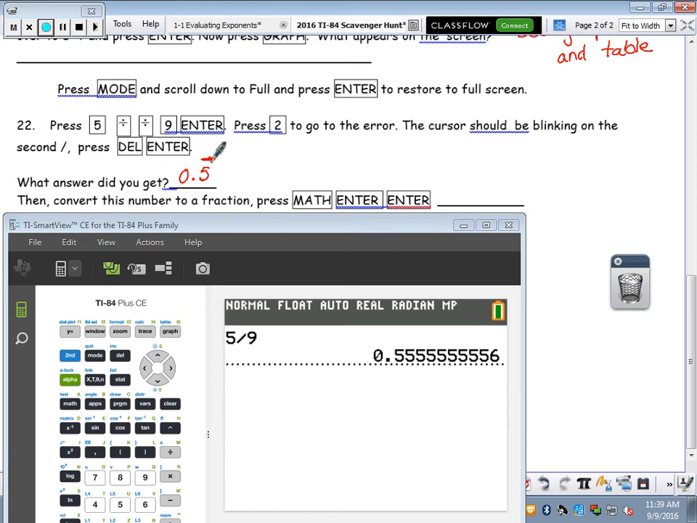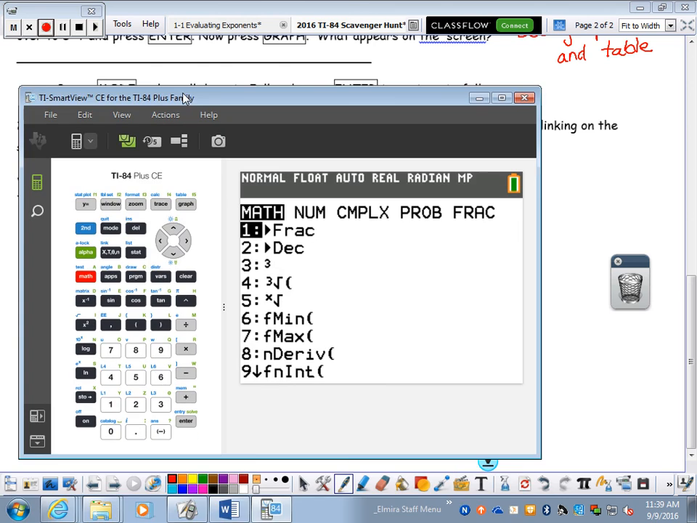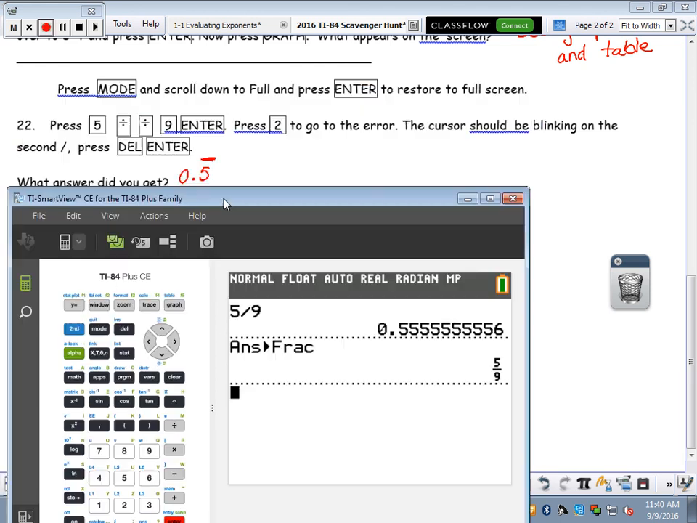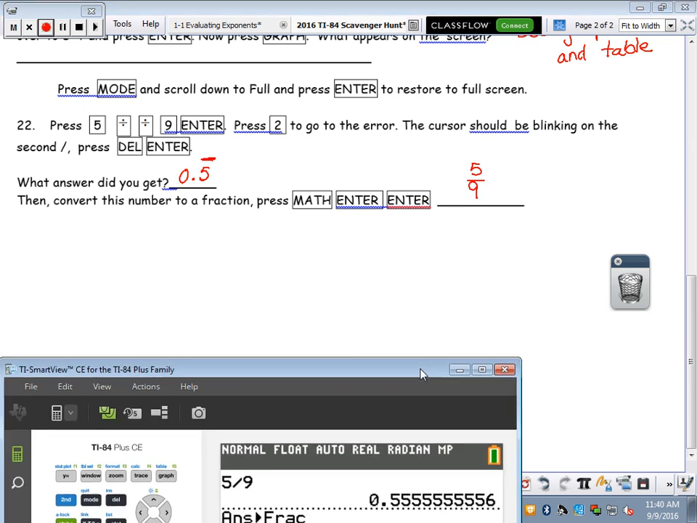Okay, now if we want to convert that to a fraction, we don't have to retype it. Remember, if we press math and then we're converting it to a fraction, that's the first option. And then hit enter again. It takes ANS, remember, is the answer to the previous problem. So it's taking this value right here and it's going to convert it to a fraction. Enter again, 5/9. Okay, remember that a fraction and a division problem are the same thing. So you can convert decimals, division, fractions. You can convert all that.